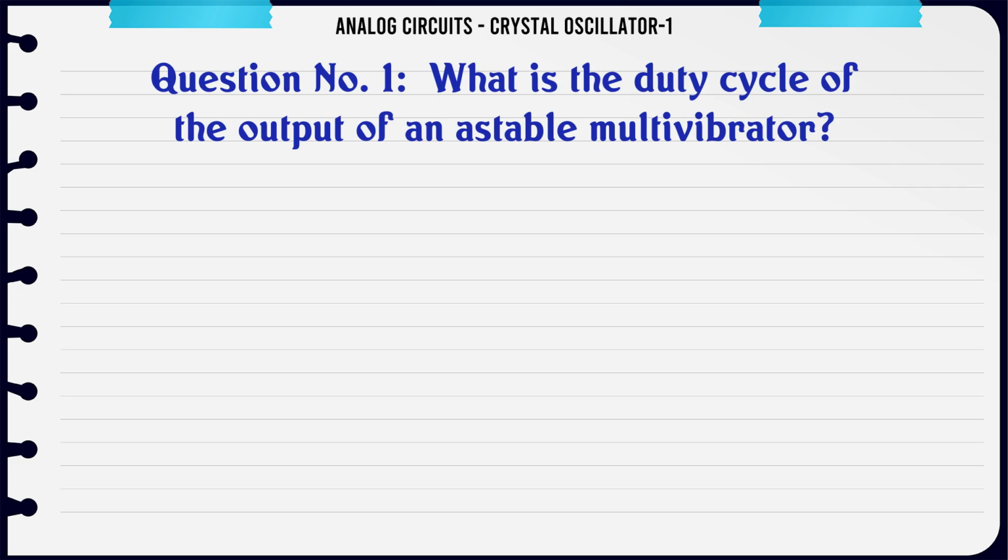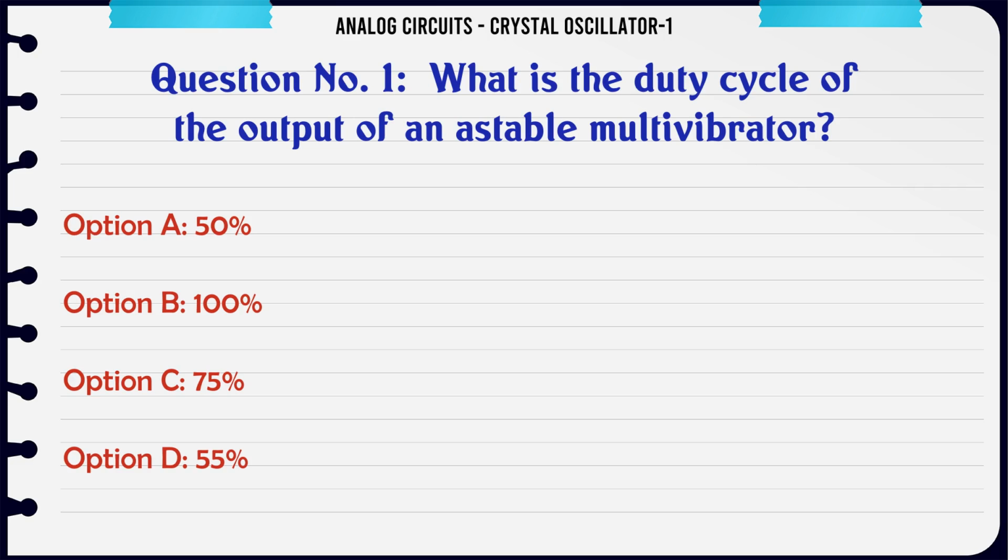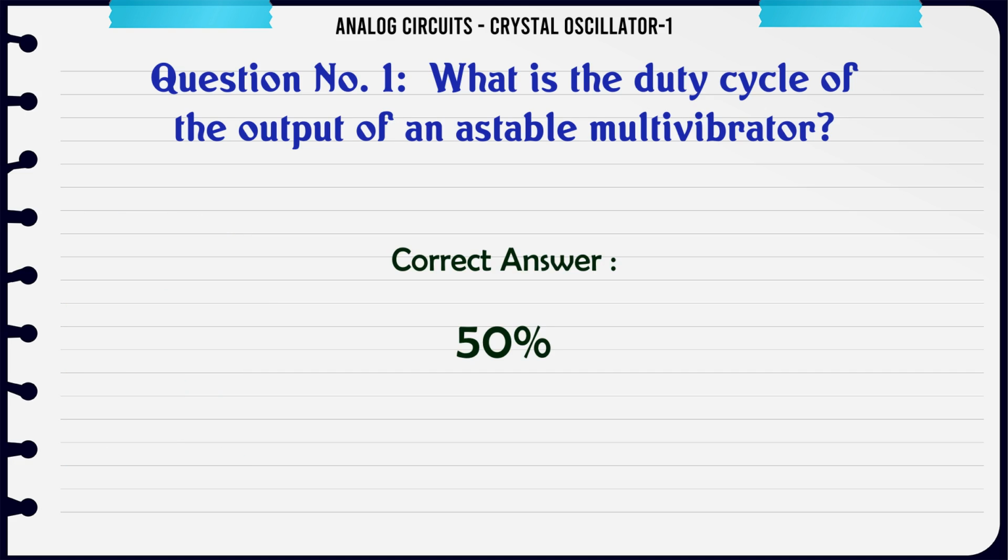What is the duty cycle of the output of an astable multivibrator? A 50. B 100. C 75. D 55. The correct answer is 50.